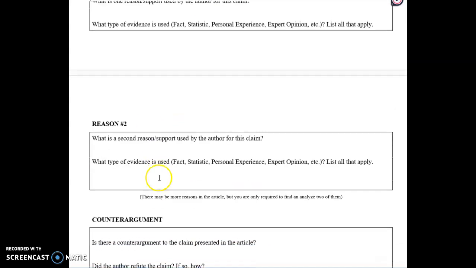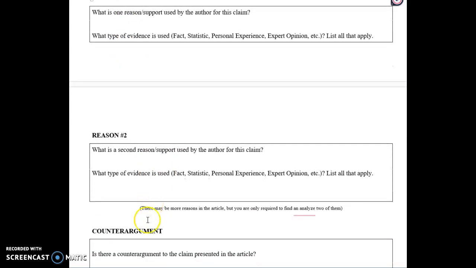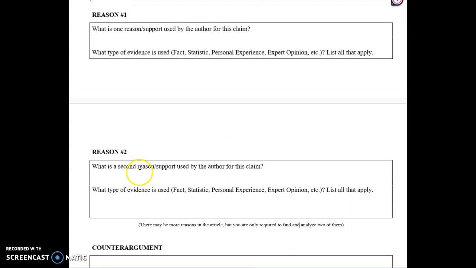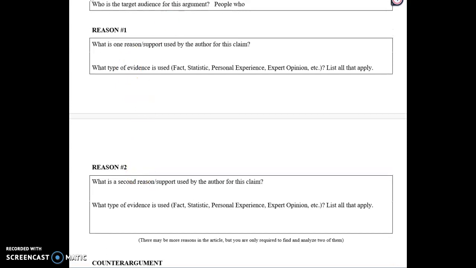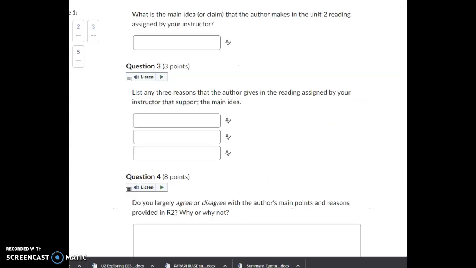Down here, you see that you're expected to list 2 reasons. There may be more reasons in the article, but you're only required to find and analyze 2 of them. When you are looking at these 2 reasons, if you want to go back to the drawing board and pick 2 of the reasons you included in your comprehension quiz, you should be able to do that. If for any reason you're having trouble seeing your answers on the comprehension quiz, let me know as well. I have changed the settings, so you should be able to access anything that you wrote there. But if you're having trouble doing that, please let me know.